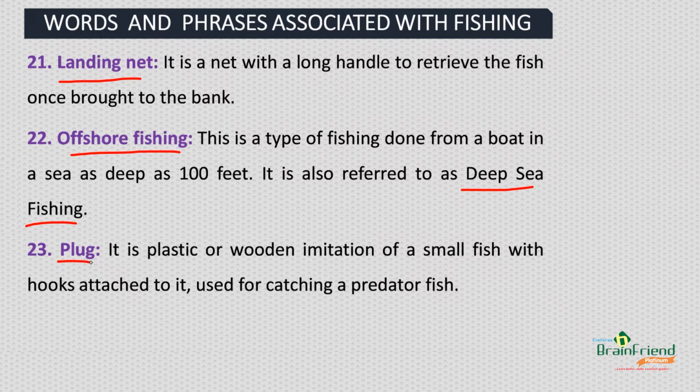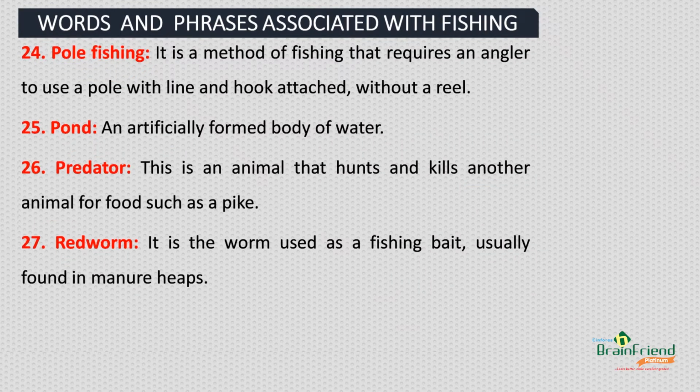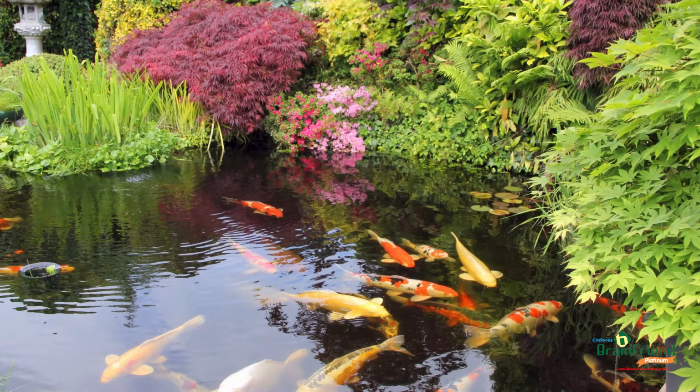Also, we have plug. A plug is a plastic or wooden imitation of a fish with hooks attached to it, and it is used for catching a predator fish. Next, we have pole fishing. This is a method of fishing that requires the fisherman or fisherwoman to use a pole with line and hook attached without a reel. Next, we have pond. A pond is an artificially formed body of water.